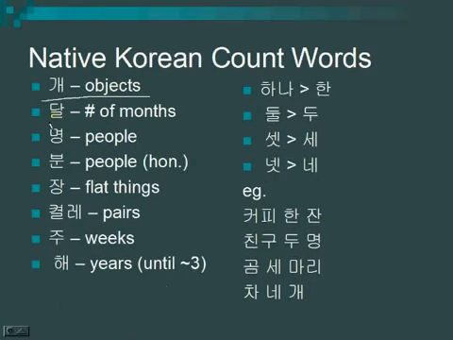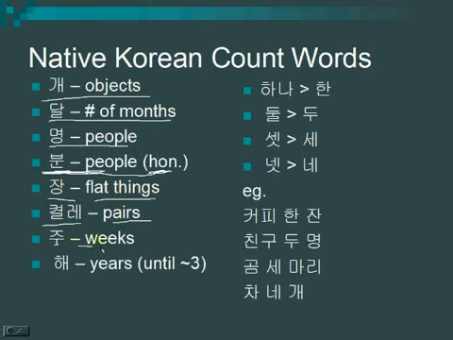Okay, objects, again, just emphasizing it. 달, counting months. 명, counting people. 분, honorifically counting people, so people you don't know. People will count people in their stores. Store clerks might count people or address people with 분 because it's polite. 장, flat things. 켤레, pairs. 주, weeks. 해, years. Up to 3. It's a more popular one for years as well.